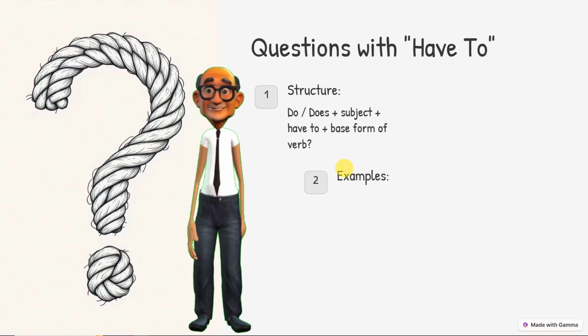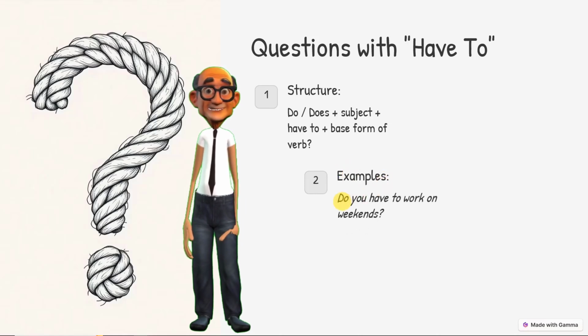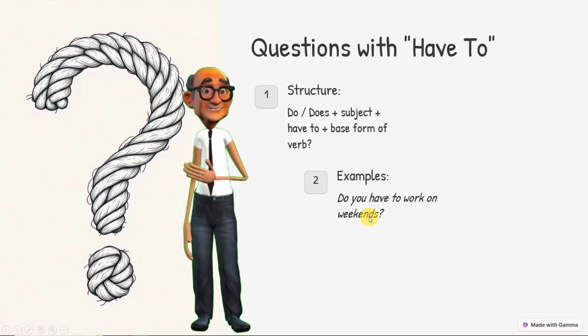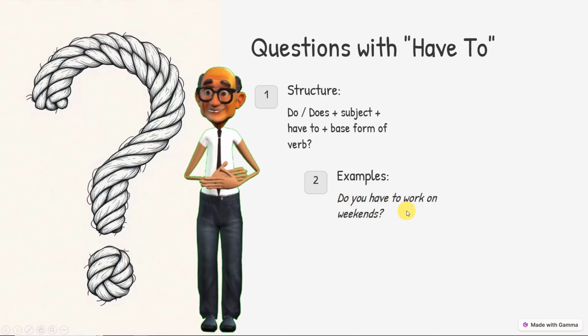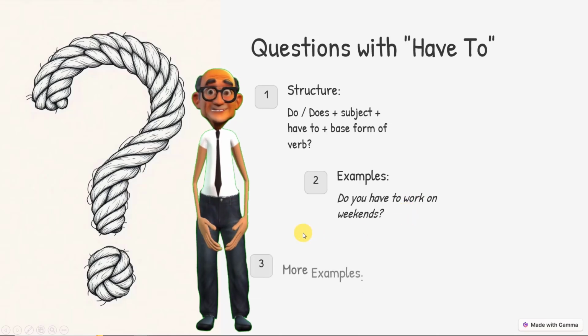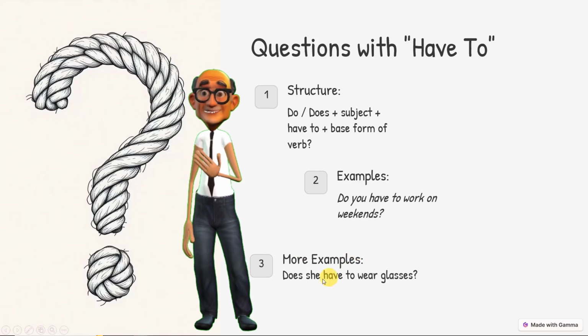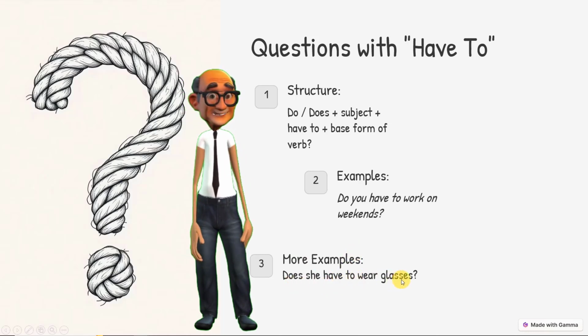Secondly, some examples. Do you have to work on weekends? Do you have to work tomorrow? Do you have to go to the dentist? Do you have to do your homework? Thirdly, some more examples. Does she have to wear glasses? Does he have to go to school tomorrow morning? Does he have to do his homework?